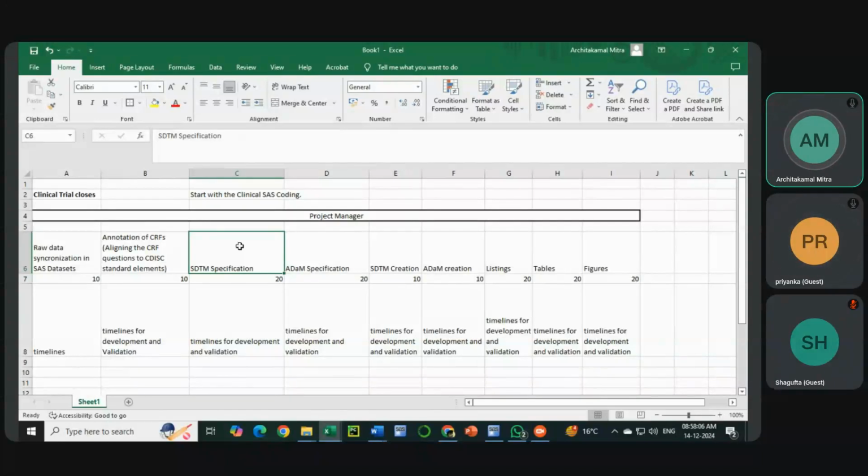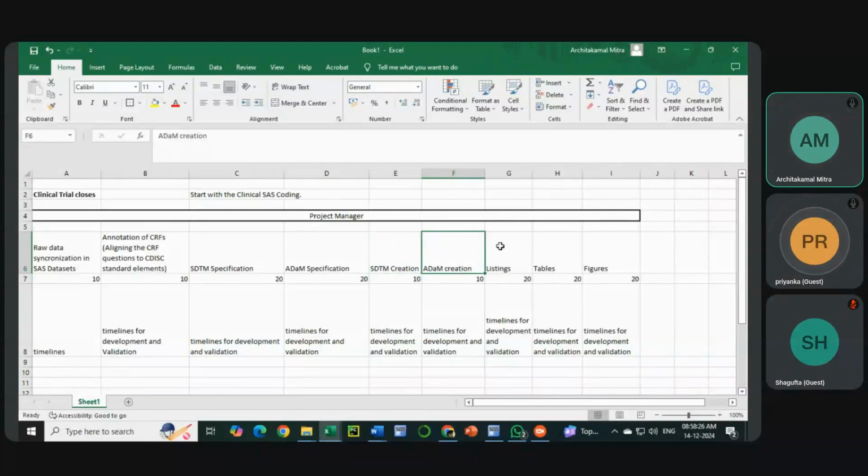So there's a separate validation team who will work on this. Then the development team and validation team will see whether the SDTM specification and the SDTMs which are created are both in sync. If not, what is the problem? Why are they not in sync? What was missed to understand? That is where internal validation happens.